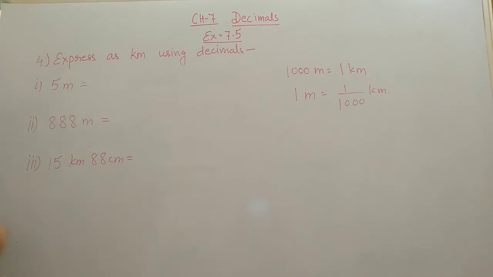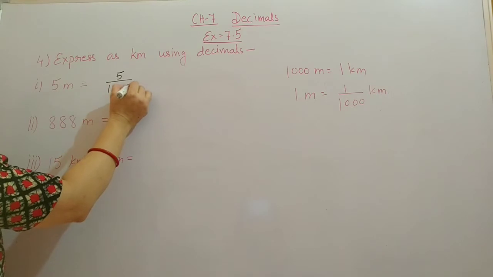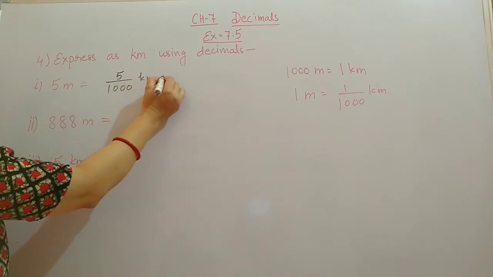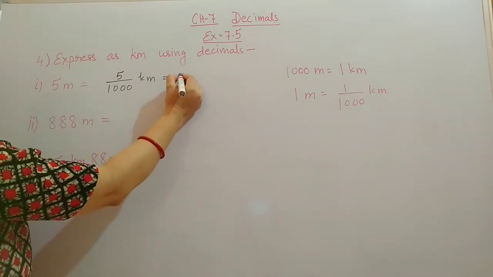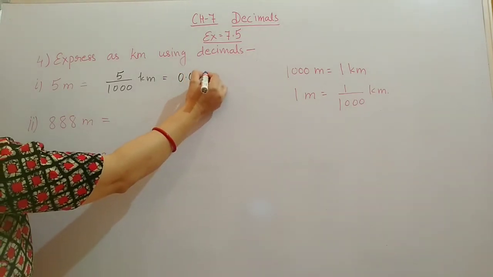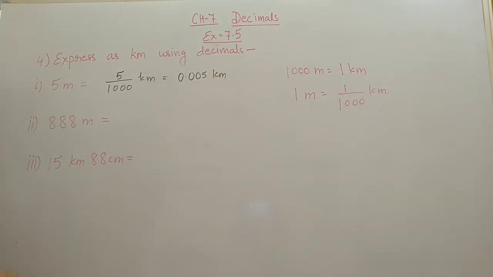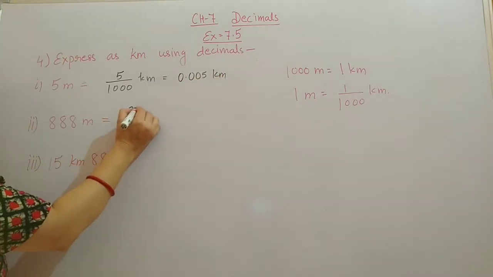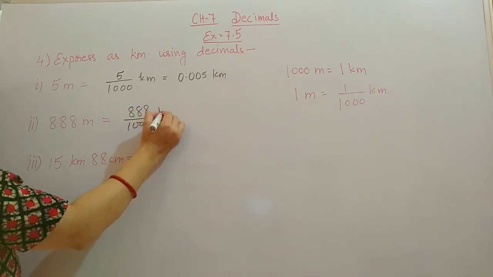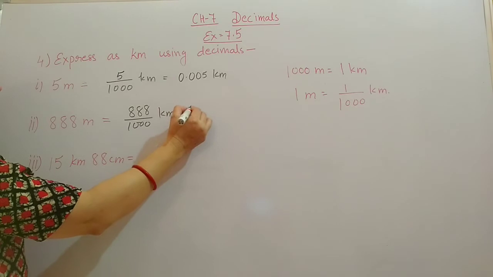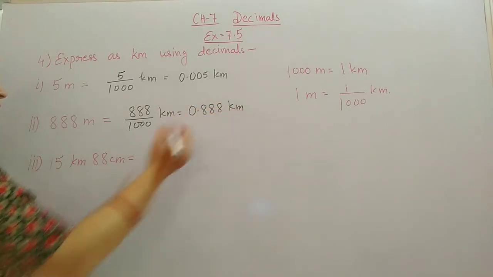First is 5 meter divided by 1000, 5 by 1000. Then it will change into kilometer. Dividing by 1000 means 3 decimal places will come. So 0.005 kilometer. Second part, 888 meter divided by 1000. Then it will change into kilometer, and it will be 0.888 kilometer.